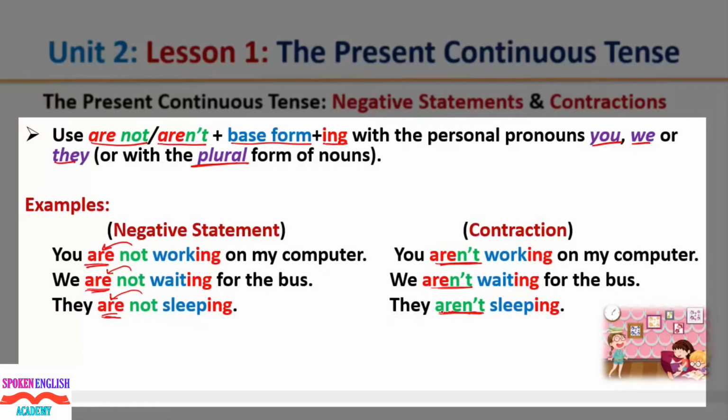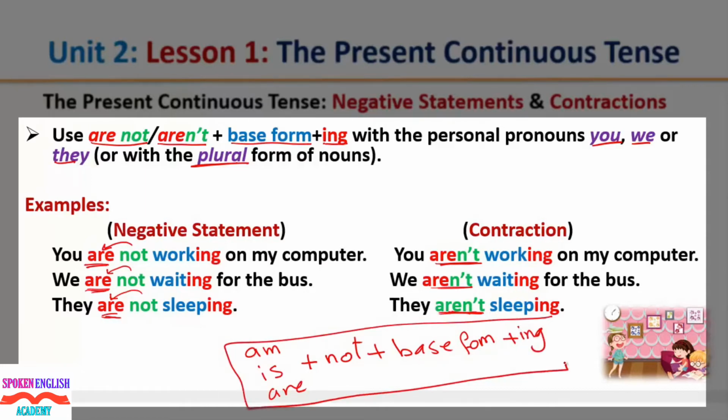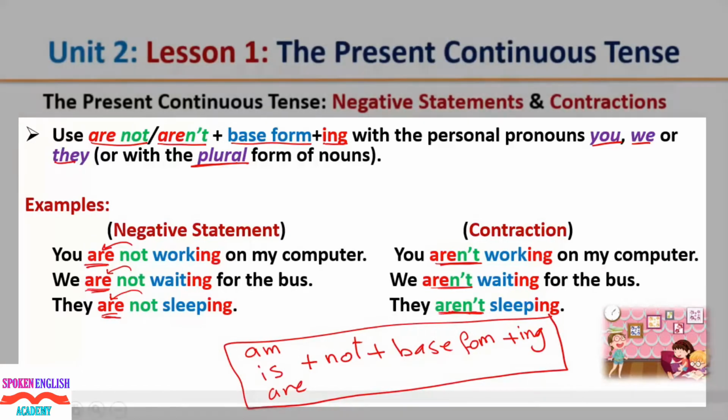So, in the negative form, we use am or is or are plus the word not plus the base form of the verb plus the ing. So this is the negative form in the present continuous tense.